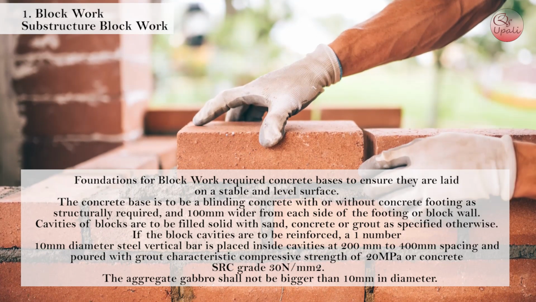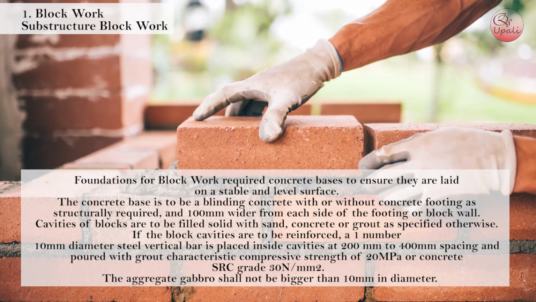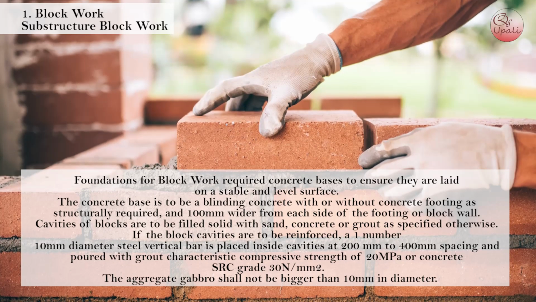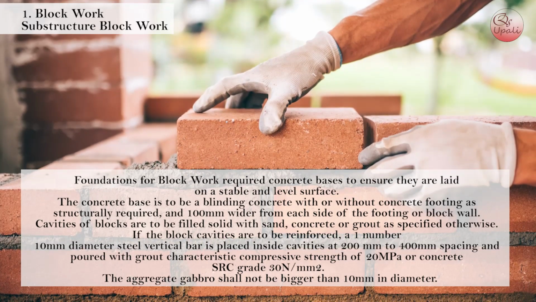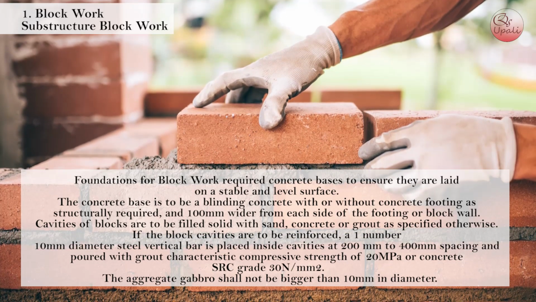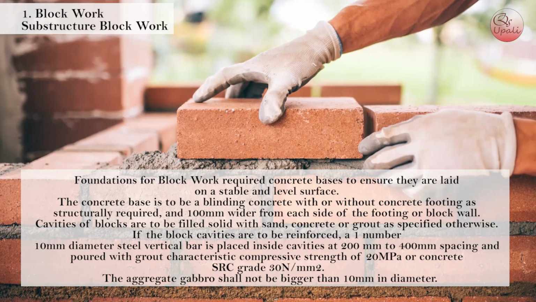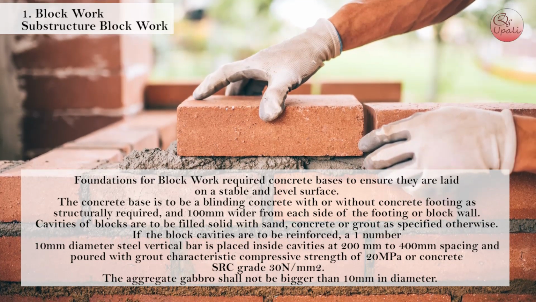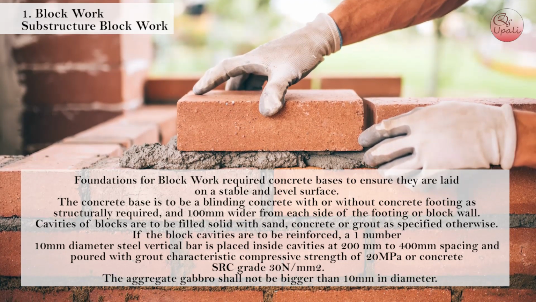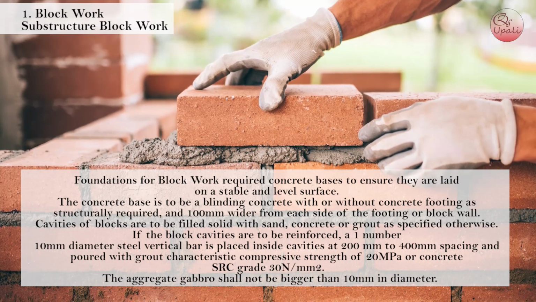If the block cavities are to be reinforced, a 1 number 10 mm diameter steel vertical bar is placed inside cavities at 200 mm to 400 mm spacing and poured with grout. Characteristic compressive strength of 20 MPa or concrete SRC grade 30 Newton per millimeter square. The aggregate gabbro shall not be bigger than 10 mm in diameter.